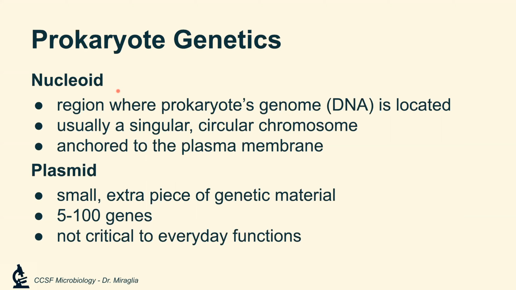Now, many bacteria have little extra pieces of genetic material called plasmids. These are also circular. They may contain anywhere between 5 and 100 genes, and they're not typically critical to the everyday function of the cells, but they may give that cell extra properties such as antibiotic resistance, for example.